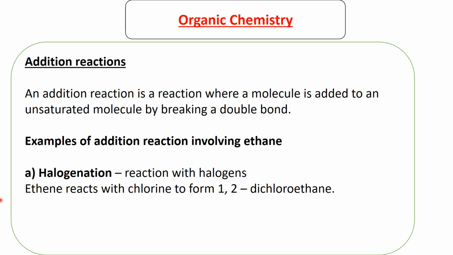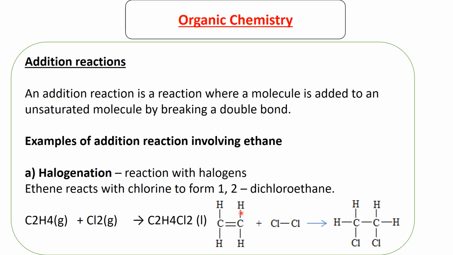1,2-dichloroethane. What is 1,2-dichloroethane? So again, I will waste some time here. Dichloroethane means it's an ethane made of two carbon atoms. Then we have two chlorine atoms, one at the first carbon atom, the other one at the second carbon atom. So it's an ethane, but of course with two hydrogen atoms replaced by chlorine. So this is the reaction where ethene reacts with chlorine to form 1,2-dichloroethane.